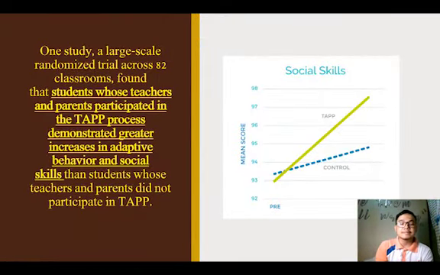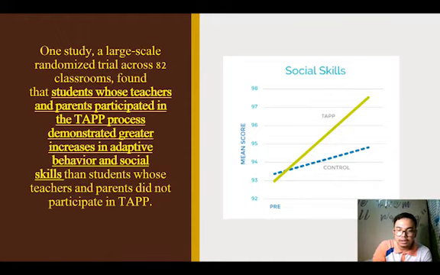And a study from TOP, or Teachers and Parents as Partners, says that a large scale randomized trial across 82 classrooms found that students whose teachers and parents participated in the TOP process demonstrated greater increase in adaptive behavior and social skills than those students whose teachers and parents did not participate in TOP.